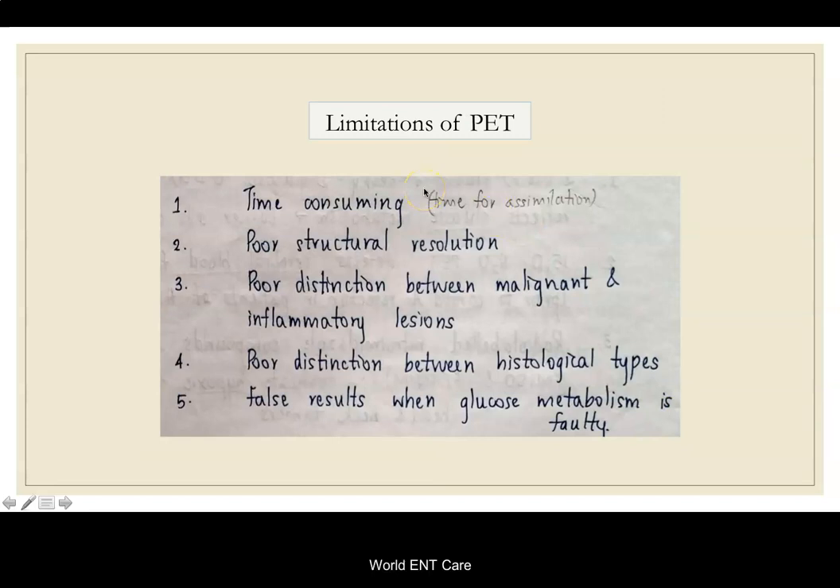Now we move to the limitations of PET scan. It is time consuming. There is a time for assimilation from when you give a contrast agent till it gets accumulated in the malignant cells. There is poor structural resolution, so you frequently integrate it with CT scan. There is poor distinction between malignant and inflammatory lesions. There is poor distinction between histological types. False results when glucose metabolism is faulty.